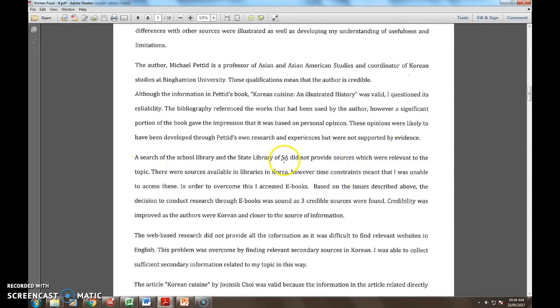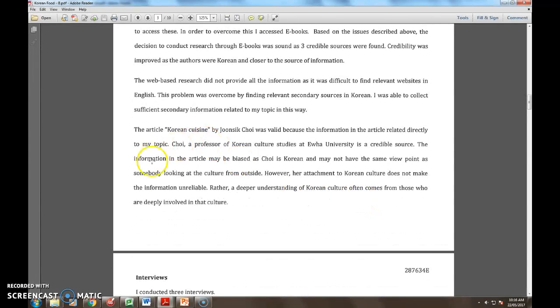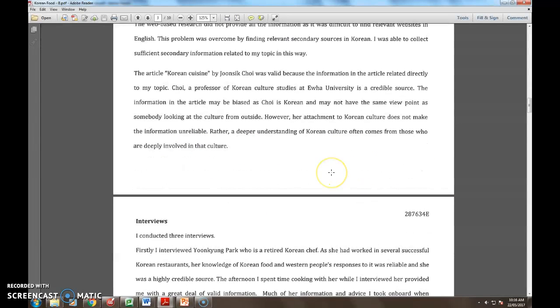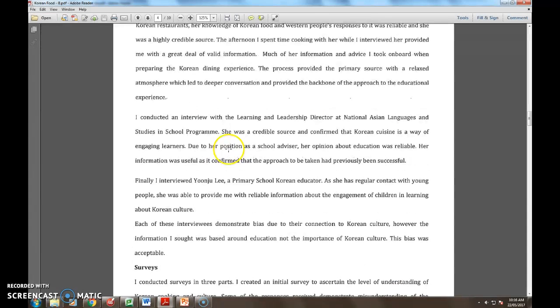Search of the school library and state library of SA did not provide sources which were relevant. Web-based research did not provide all the information as it was difficult to find. The problem was overcome by finding relevant sources in Korean. The article was valid because the information of the article related directly to my topic. The author was a professor of Korean culture and studies, a credible source, so doing that checking, etc. Interviews. So interviewing, who was interviewed, why they were chosen as an interview, being an expert in that field, what happened with regards to that interview, and the different people that were interviewed.